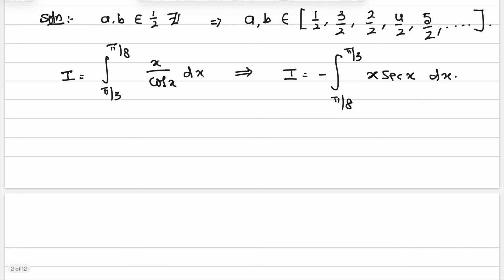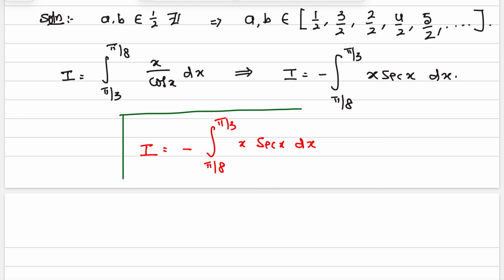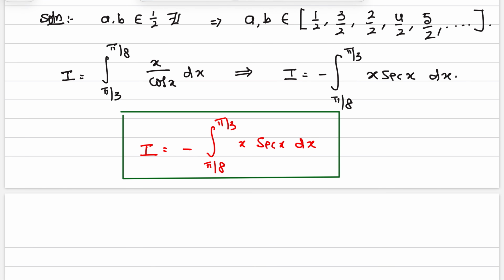What we have got is I. We have to find out I, so that using the bounding technique we can find out a and b. I is equal to minus integral from pi by 8 to pi by 3 of x secant x dx. With this, we will move further to find out the value of I.